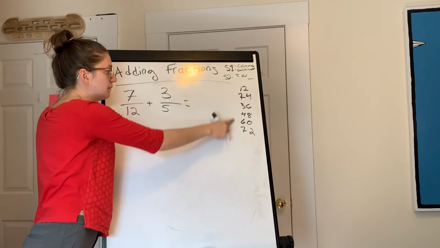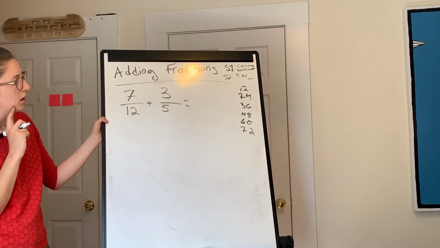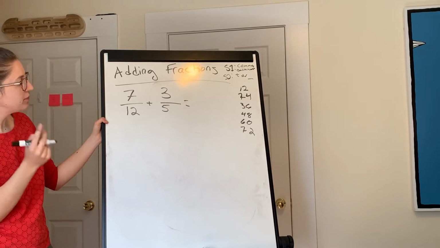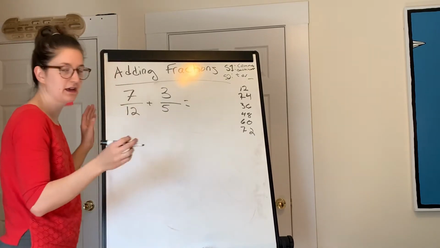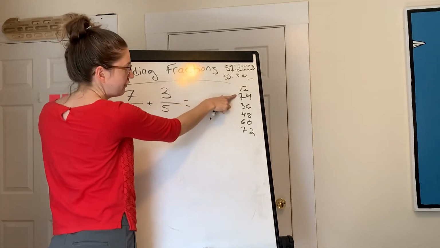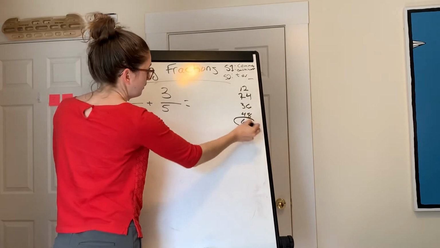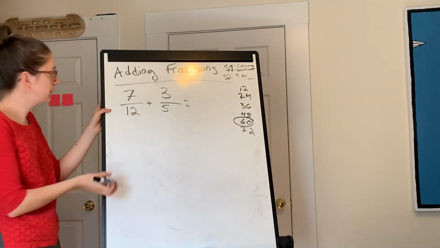Now, which of these numbers does 5 fit equally into? Well, remember that multiples of 5 either will end in a 5 or a 0. It goes 5, 10, 15, 20, 25, 30. Which of these end in a 5 or a 0? 60. That's the only one. So 60 is going to be our common denominator.